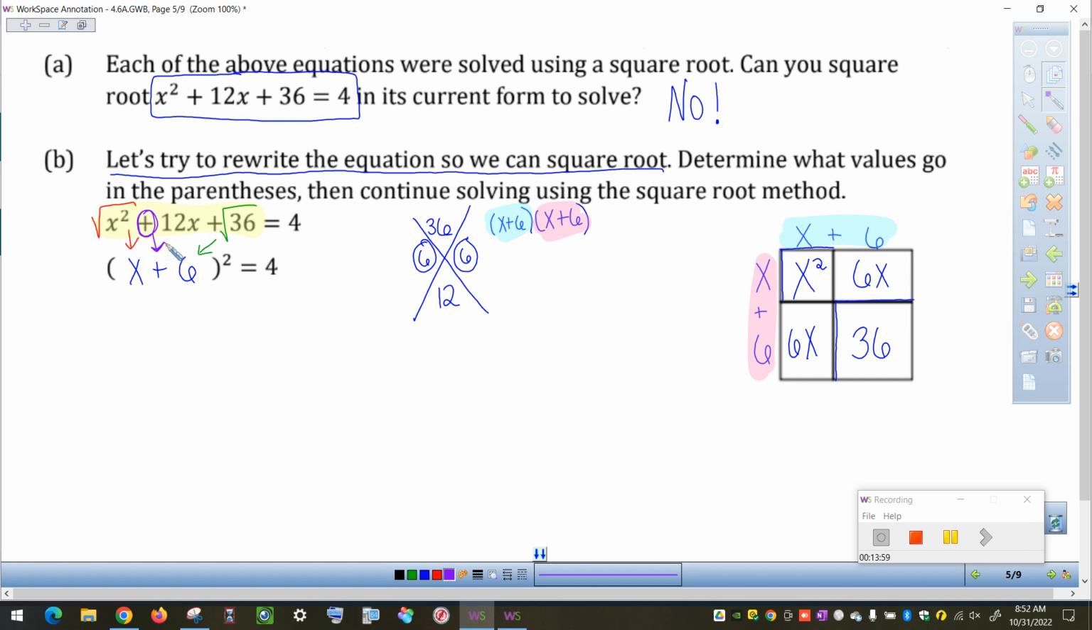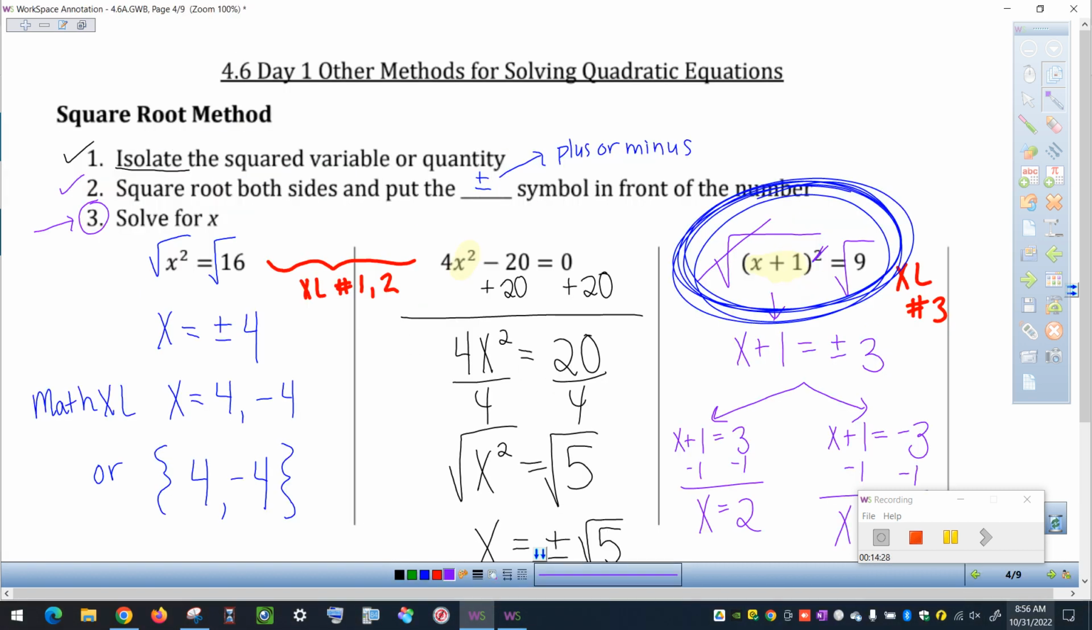So this process of turning a perfect square trinomial into something that looks like this is going to be an important step in being able to use the square root method, because now we can take the square root of both sides. So I'm going to pause here and give you a few minutes. I want you to finish solving this equation. And again, we've turned it into something very similar to this one, so you can look back at what we did in the previous problem.